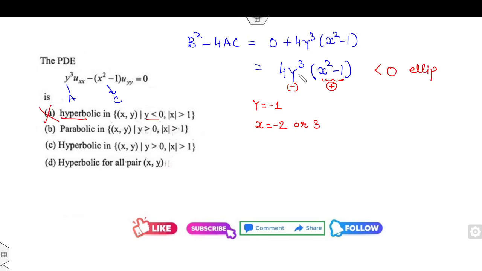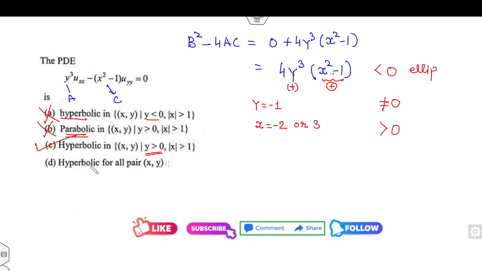When y is strictly greater than 0, because we need parabolic, that means we need equality. This number can never be 0. X is greater than 1, this number can never be 0. So that means the product can never be 0. So this is not parabolic. When y is positive, this number is positive. Mod of x is greater than 1, this number is positive. Product is positive, that means hyperbolic.